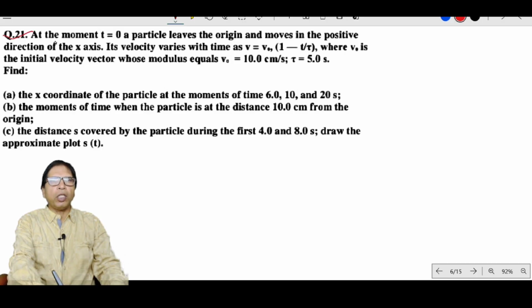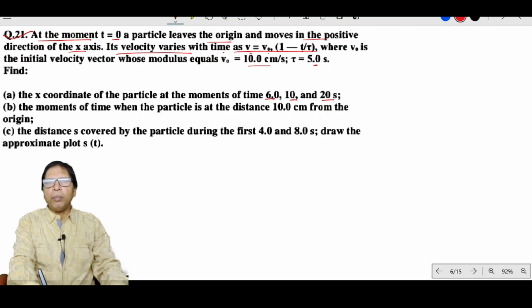This is question number 21. At the moment t equal to 0, a particle leaves the origin and moves in the positive direction of the x-axis. Its velocity varies with time as v equal to v naught into (1 minus t by tau), where v naught is the initial velocity vector whose modulus is equal to 10 centimeter per second and tau equals 5 seconds. Find the x coordinate of the particle at the moment t equal to 6, 10 and 20 seconds.